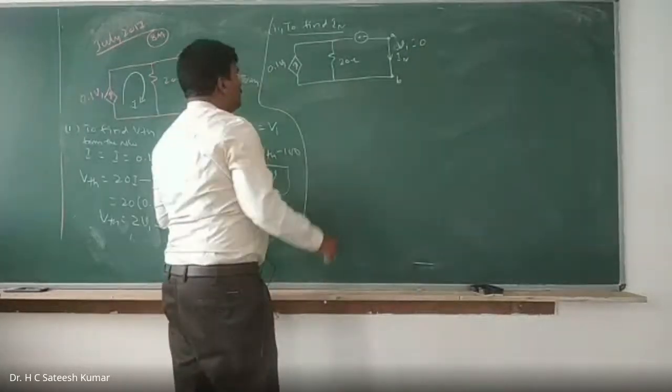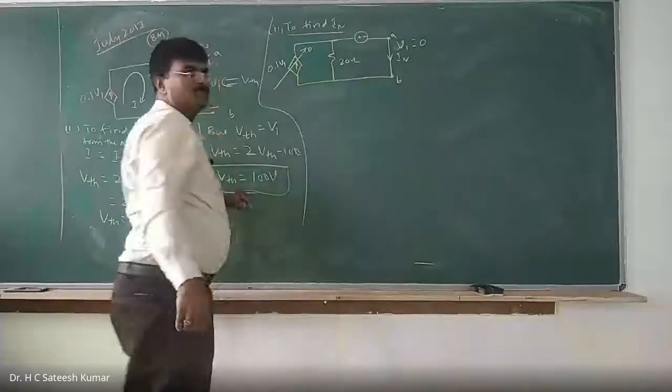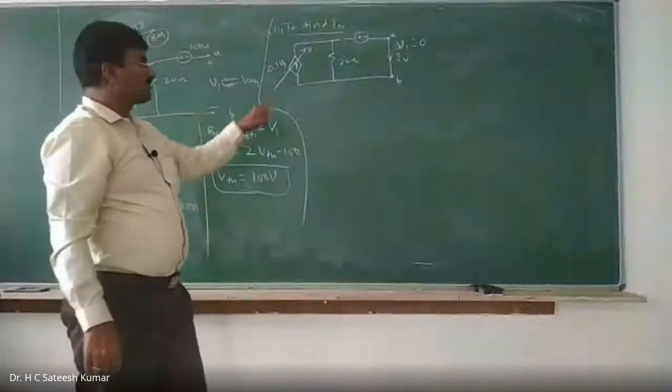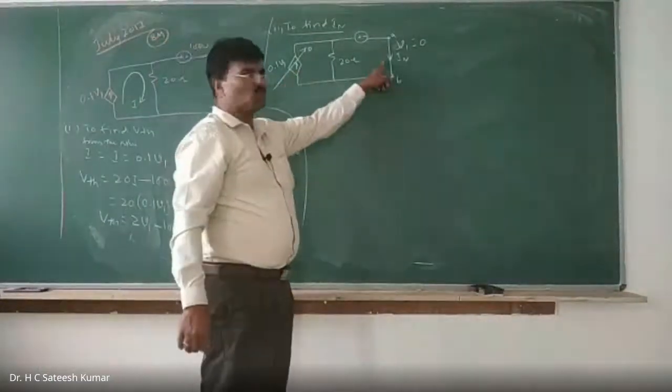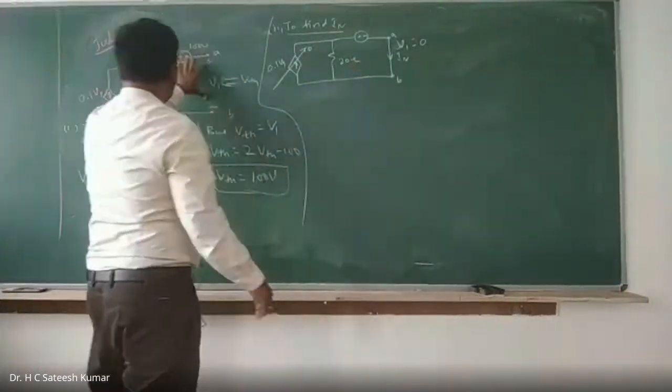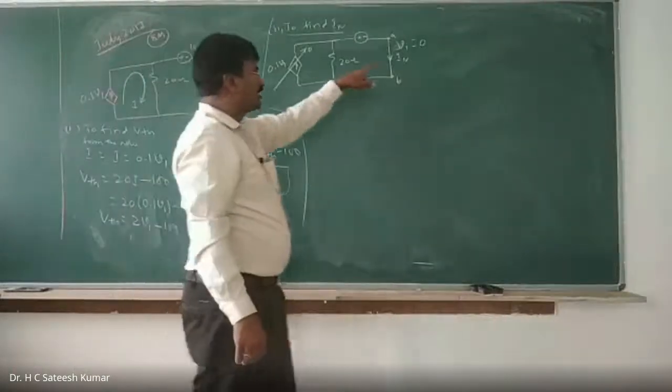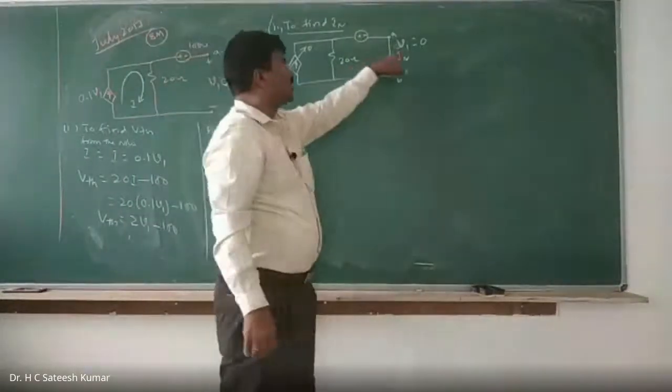V1 becomes equal to 0 means this also becomes 0, because this source depends upon this voltage. These terminals are shorted. Therefore, V1 becomes equal to 0.